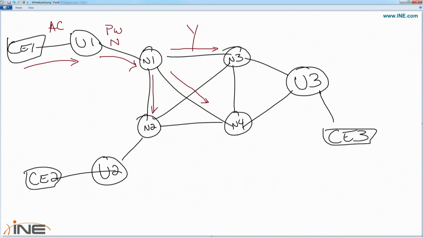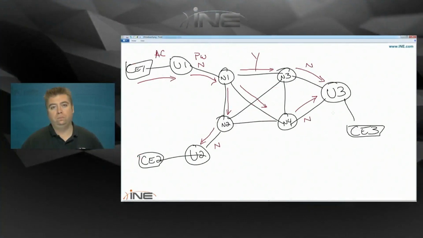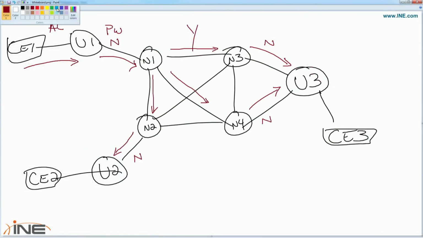From N2, 3, and 4, split horizon is enabled, so they cannot send it back towards each other, but they can send it towards the user PEs because split horizon is off. Okay, so now it goes this direction, split horizon off, both that way. Now from U3's point of view, it needs to figure out, when I receive the broadcast in the pseudo wire, do I send it out the other pseudo wires or just towards the attachment circuit, just towards the physical customer? The problem would be here is that if it came in this direction and then went out that direction, it's going to cause a loop.